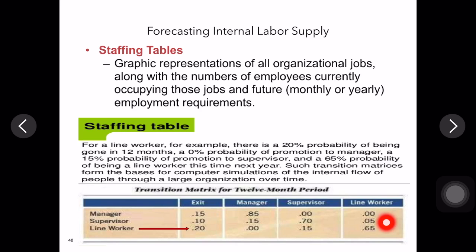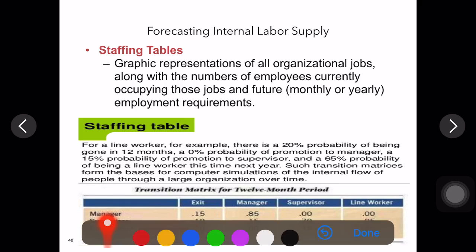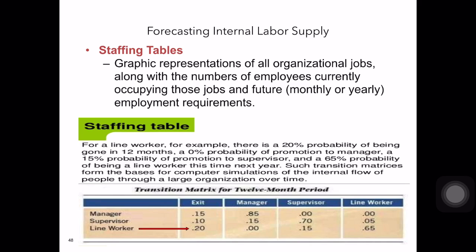So this transition will actually, kita kata apa, you akan nampak the flow tu, betul tak? The flow through the organisation over a period of time. So basically table tu dia melibatkan apa? Transition metric for the 12 month period. Ini kita kata dengan staffing table. Again, dekat atas tu dia kata apa? Along with the numbers of employees currently occupying those job. See, nama pun internal. Dia kata apa? Currently occupying the job. So itu kita kata dengan staffing tables lah.